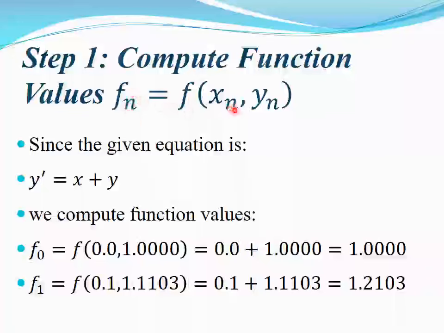Same process: if we put n equal to 1, it means x1 and y1. Now we find f1. You can see here in the question x1 equal to 0.1 and y1 is also given, 1.1103. Then the function is x plus y. We put these values, x is 0.1 and y is 1.1103, then we add these numbers and we get 1.2103.